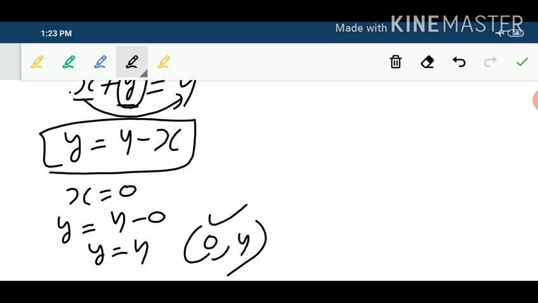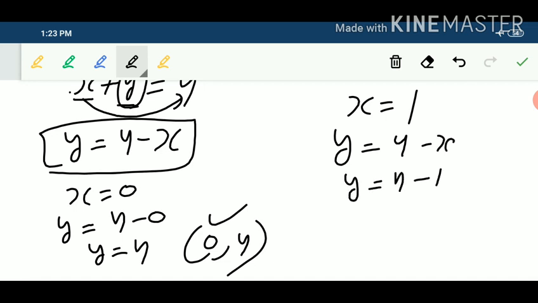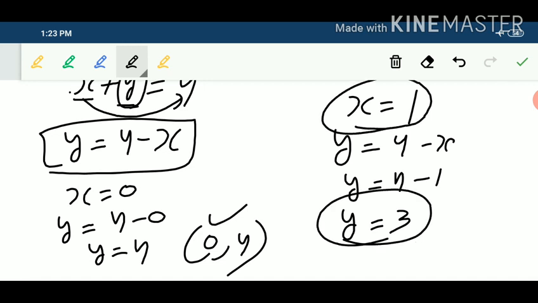Now put x value 1 and find the value of y. That is 4 minus x, so y is equal to 4 minus 1. Y value is 3. When x value is 1, y value is 3. Then the second point is 1 comma 3. In this way you can find any number of coordinates, but to plot the graph, 2 are enough. Now one point is 0 comma 4 and the second is 1 comma 3.